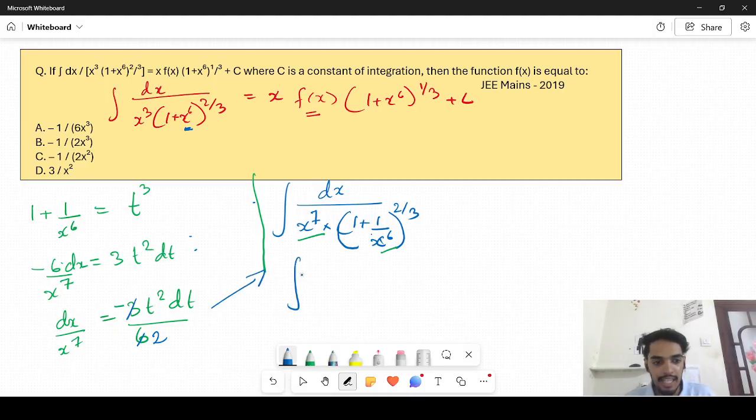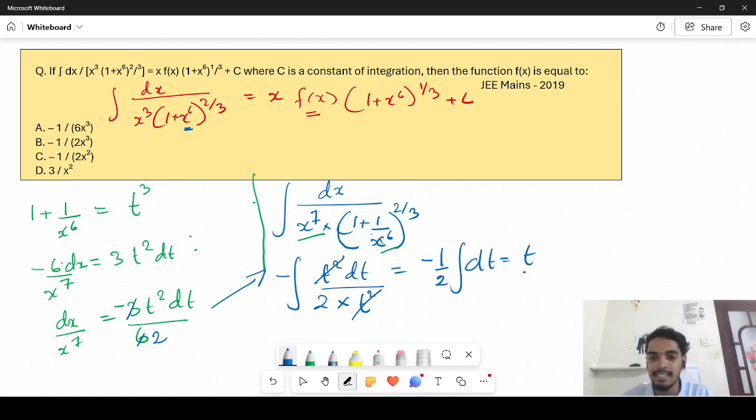dx by x power 7 will be minus of t square dt divided by 2 into 1 plus 1 by x power 6. Now 1 plus 1 by x power 6 means t power 3, right? So t power 3 whole power 2 by 3 means what? It is t square only. So this t square and t square cancel. Now it is just a simple integration. Minus 1 by 2 integral dt. Wow, it is just minus t by 2 plus c, the constant of integration.